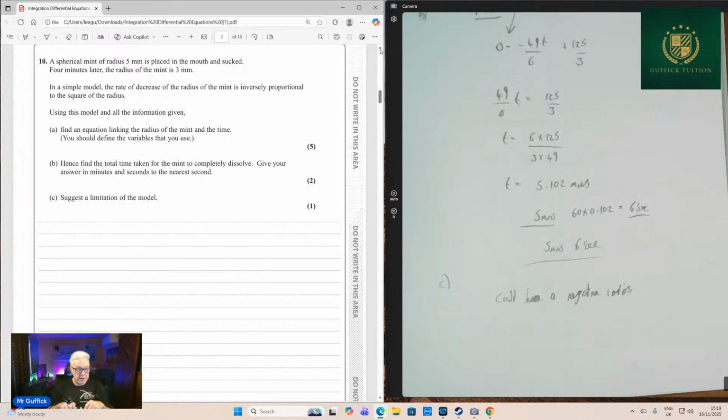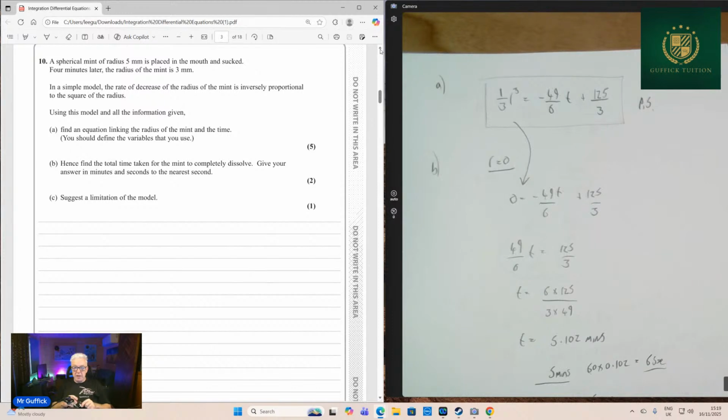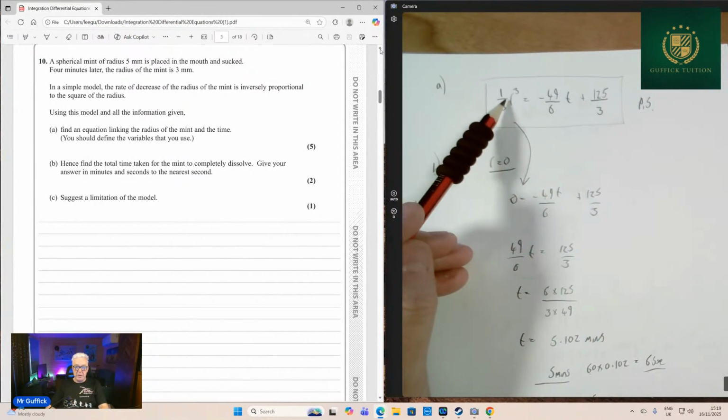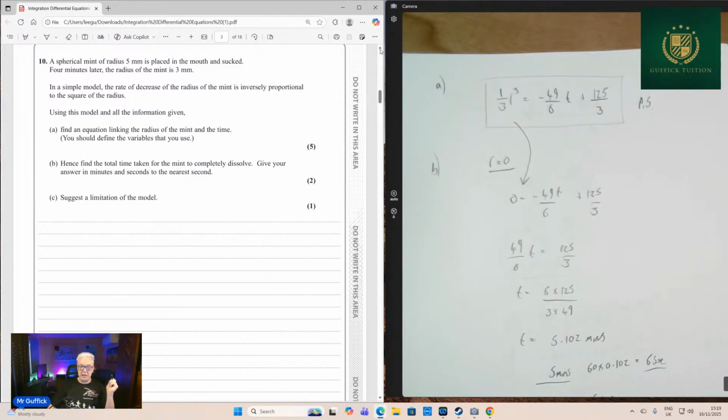Now there's a little modeling assumption. So it says suggest a limitation of the model. And there's so many things. They're very, very generous about what they would accept for this. One of the primary limitations of this model is that for very large values of t, you'd have a negative radius of the mint, which I think has to be the main limitation of this model. Okay, so you could end up with a negative radius for this mint, which clearly makes no sense.